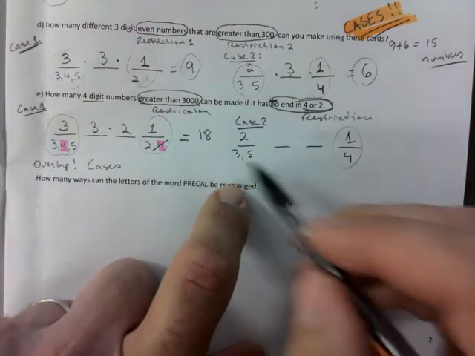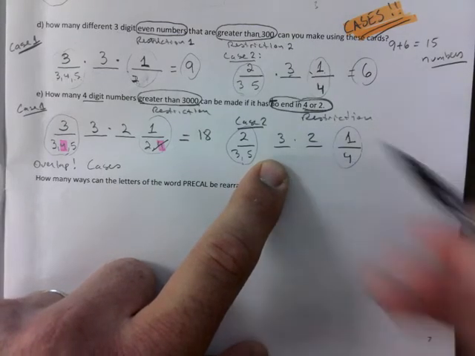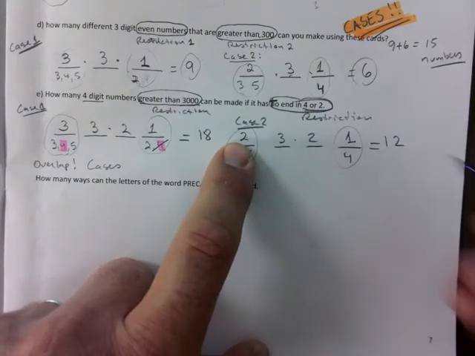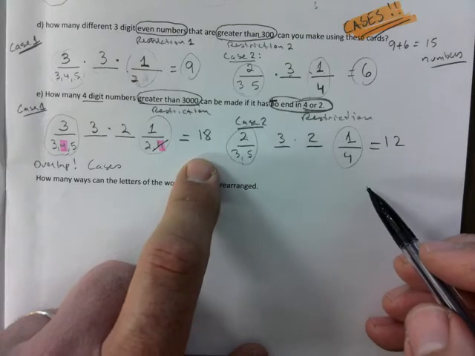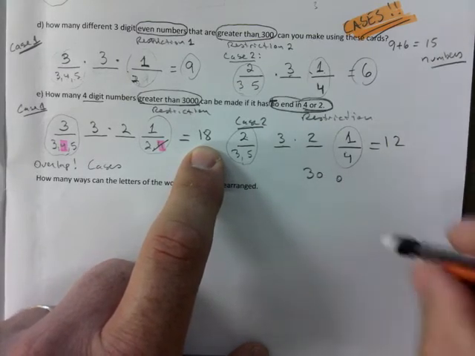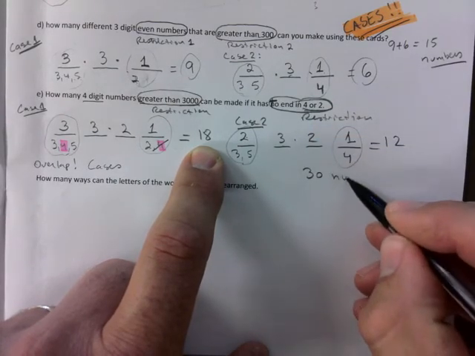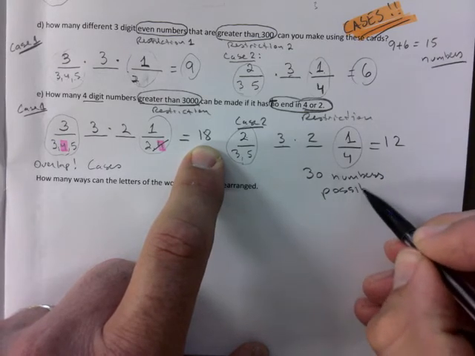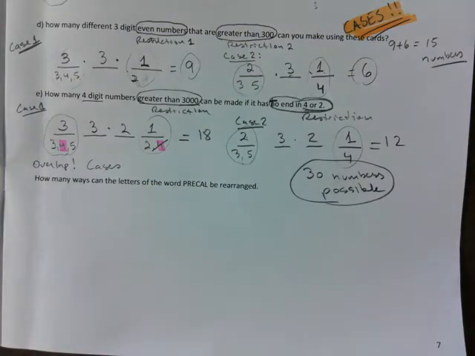You took one card, you took another card, so you're left with 3 times 2. And that's 2 times 2 is 4, times 3 is 12. Okay, so 30, no, not 30. 30, yeah, 30 options, 30 numbers possible. And I could do odd, I could do, you name it.